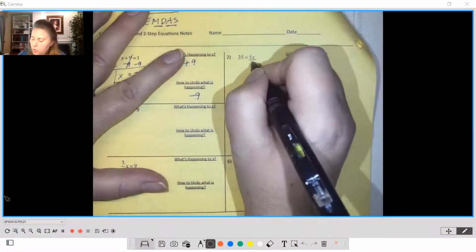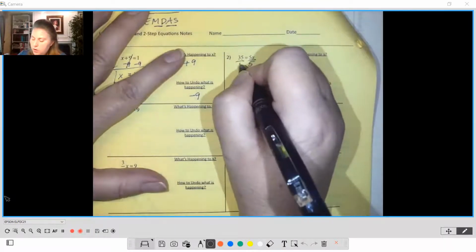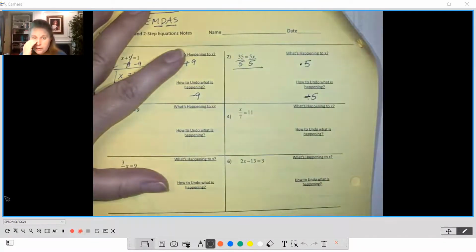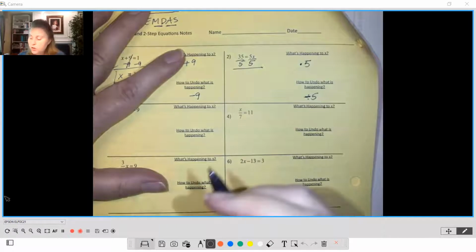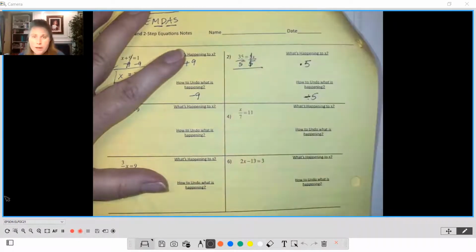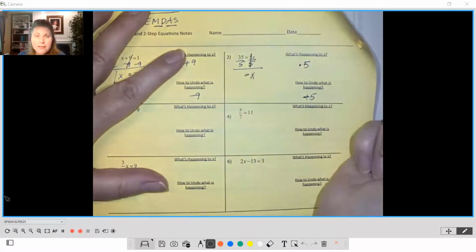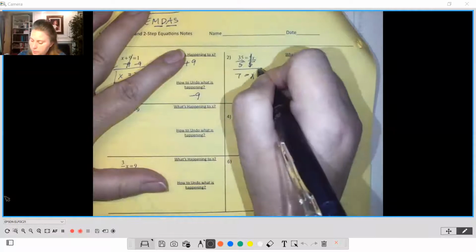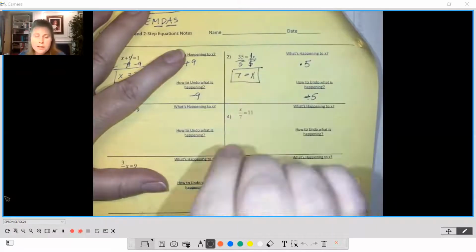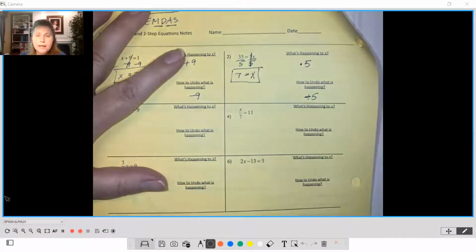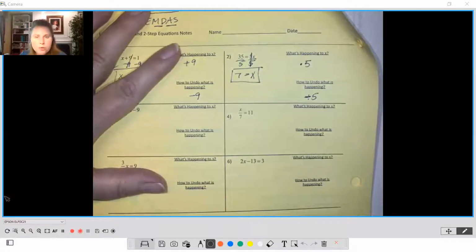And whatever I do to one side of the equal sign, I have to do to the other. Okay. 5 divided by 5 is 1. So I want you to change that into a big 1. So now our coefficient of x is 1. So 1x equals 35 divided by 5 is 7. Okay, so x equals 7, or 7 equals x. Those are equivalent equations. You don't need to rewrite that.